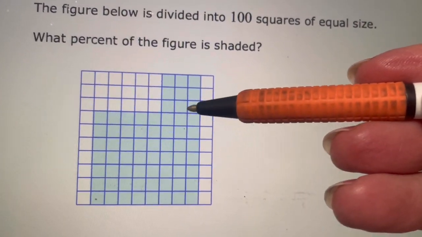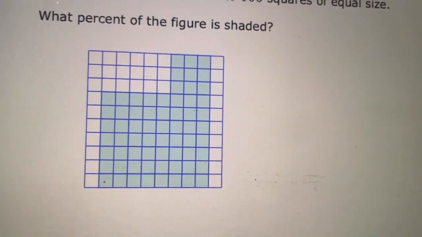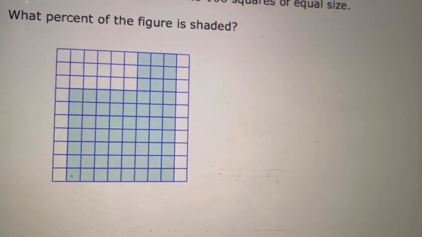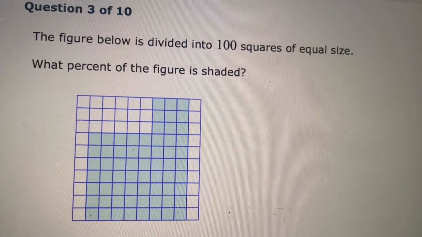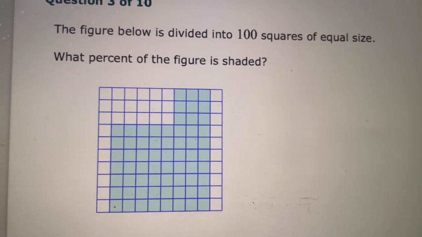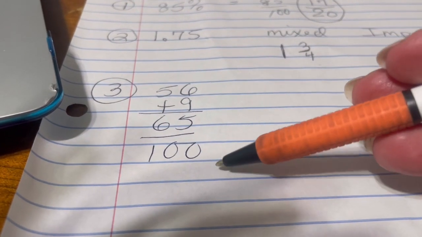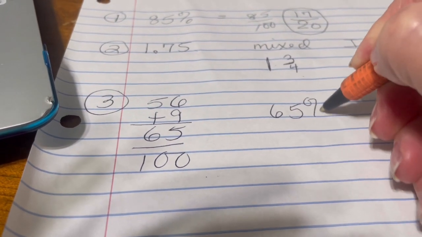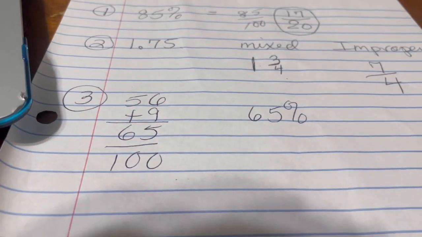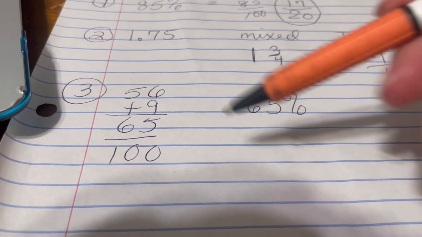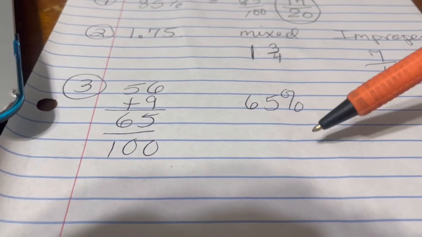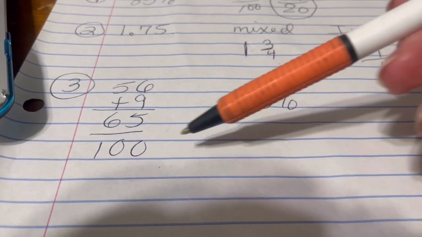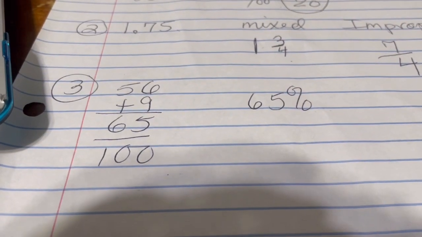Then we need to take into account these 9 up here. So 56 plus 9 is 65. So 65 out of the 100 blocks are shaded. So if 65 out of the 100 are shaded, then 65%, remember percent means parts out of 100. So if you get the fraction with 100 on the bottom, then you just turn that division by 100 into percent. 65 100ths is 65%.